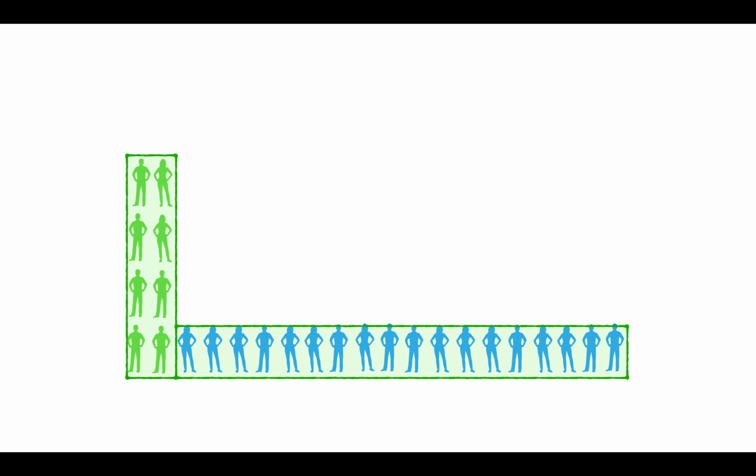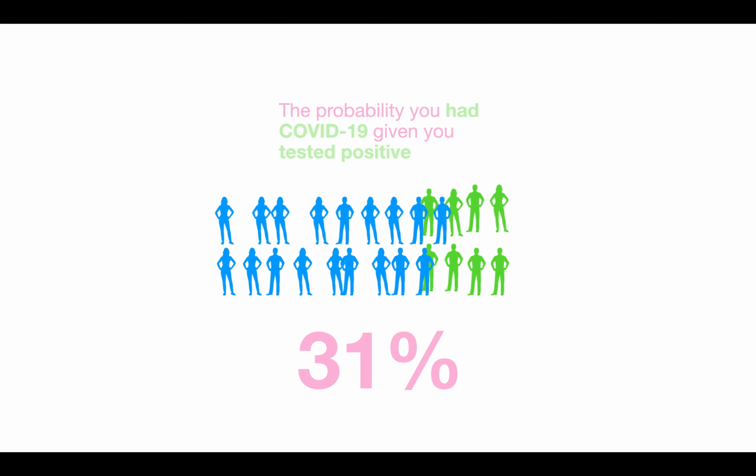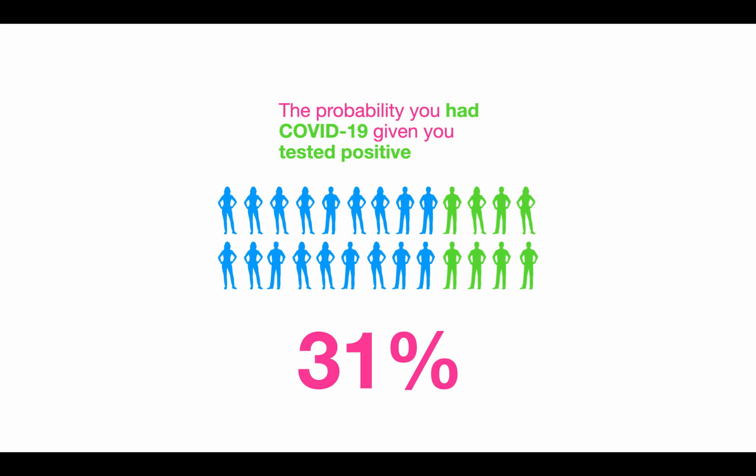And so now if I look at just those who tested positive, now the probability that you had COVID-19 given you tested positive is only 31%. So this is really important to remember when we're thinking about testing, that the prevalence of the disease, your probability of having the disease, is really important to factor in, not just the sensitivity and specificity of the test. And so if it was pretty unlikely that you had COVID-19, it's going to be pretty unlikely that you had it even if you test positive.